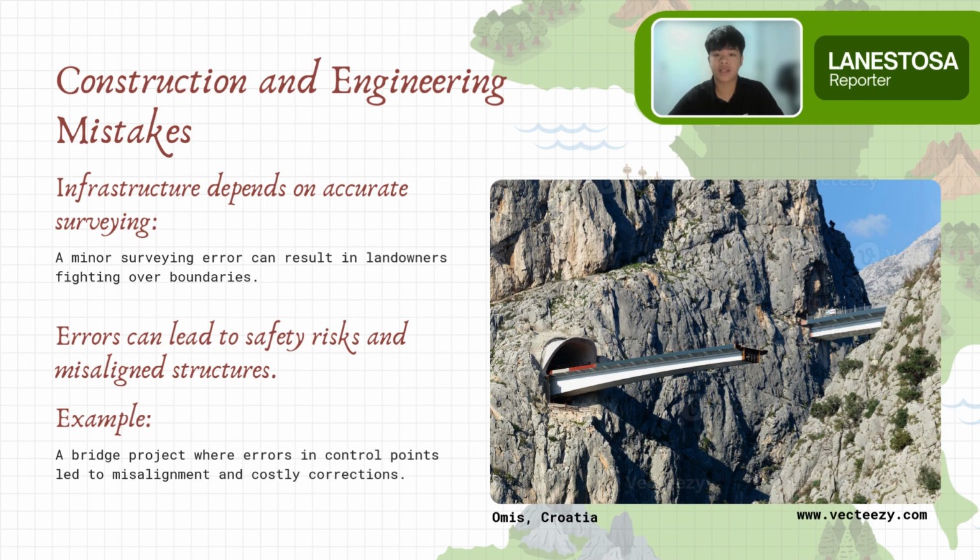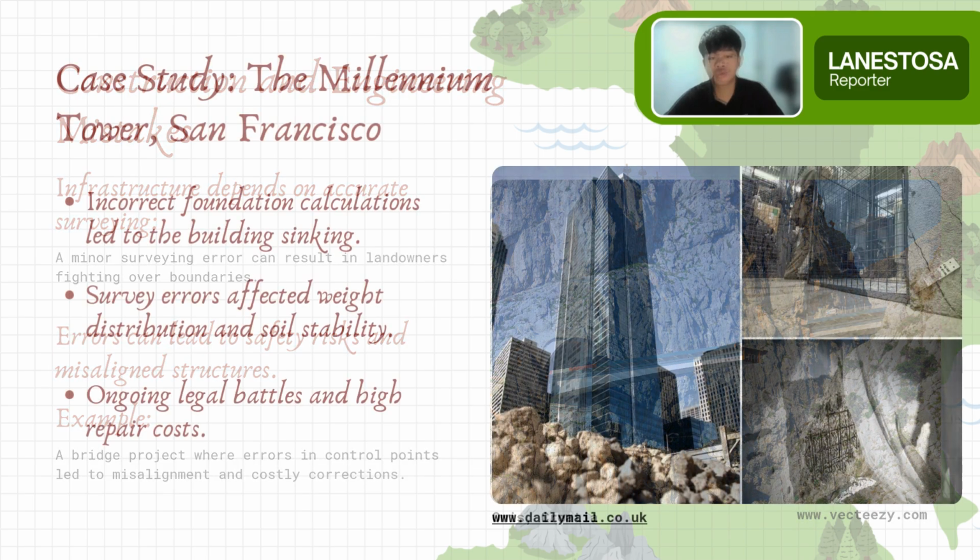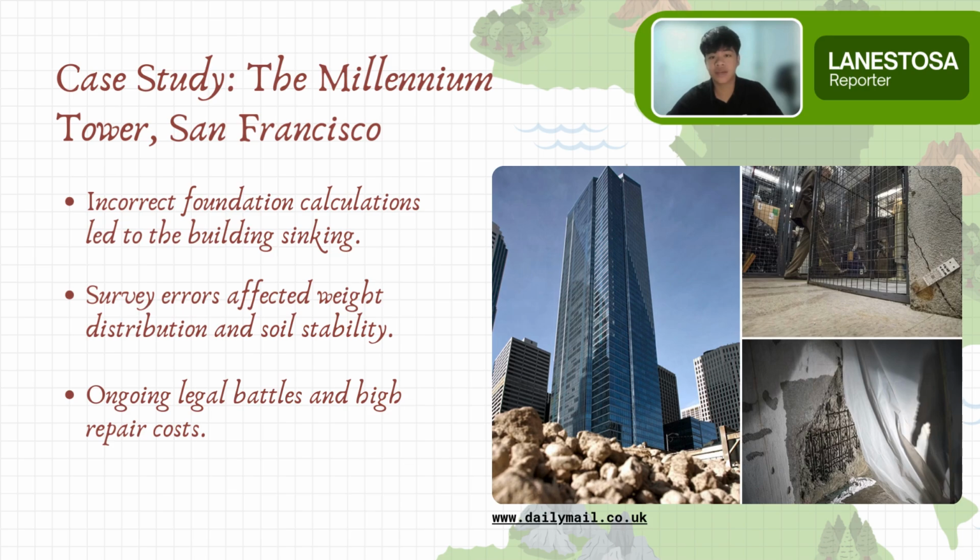Let's now explore a high-profile case study where survey errors had a long-term impact on a major building. One of the most well-known examples of surveying errors affecting construction is the Millennium Tower in San Francisco. Engineers failed to properly analyze the soil and foundation conditions, causing the building to sink over time. The weight of the structure was not evenly distributed, and now the building tilts. Lawsuits have been filed, and repairs are expected to cost hundreds of millions of dollars. This case shows why precise and accurate data is essential before starting a major project.